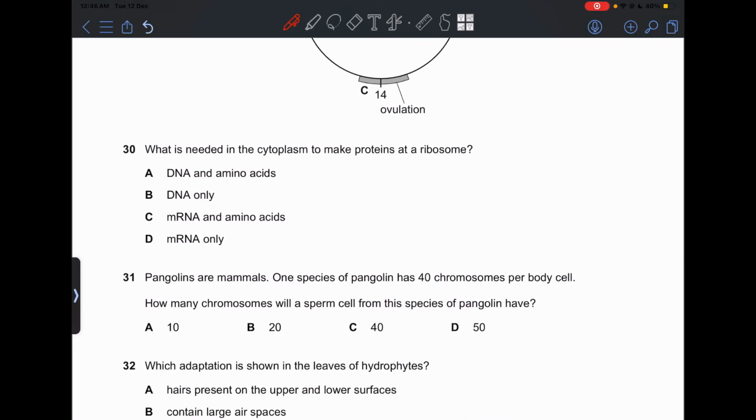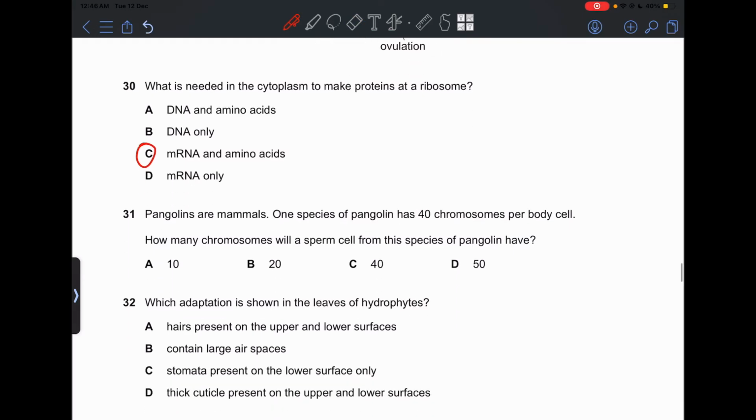30. What is needed in the cytoplasm to make proteins at a ribosome? This is actually mRNA and amino acids. They are needed to make the proteins at a ribosome. DNA does not move out of the nucleus. It is the mRNA and the amino acids. So our answer is going to be C.